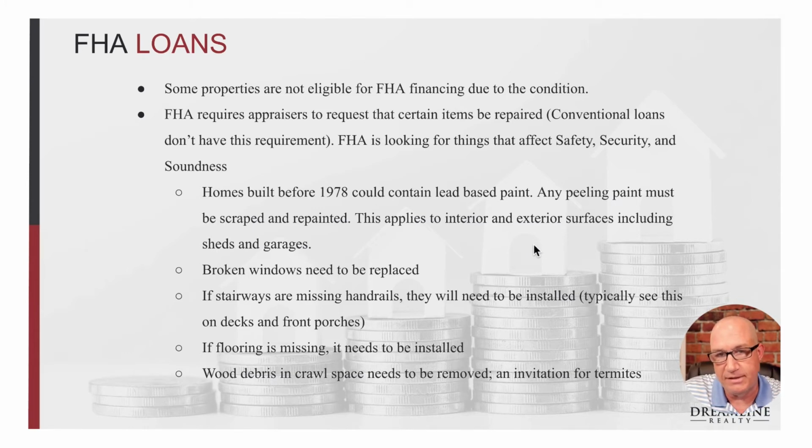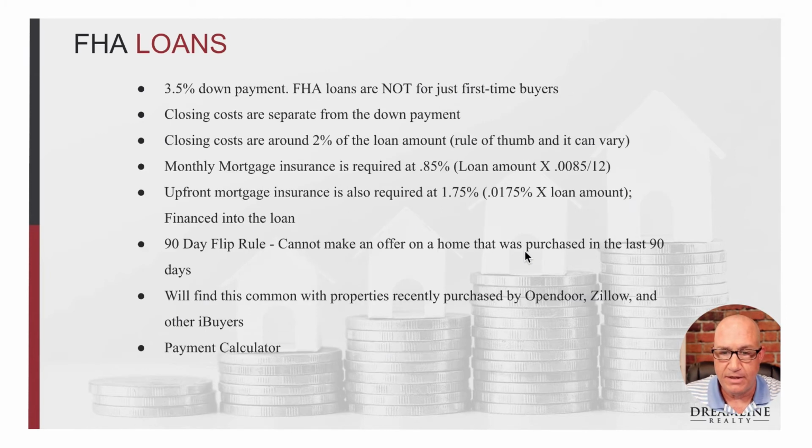And another thing that we see a lot of times is wood debris in the crawl space. Any kind of wood debris in the crawl space needs to be removed because that's a major invitation for termites. And again, that would be a soundness issue that FHA would not want, that foundation or the substructure and the floor joists to get termite activity in there because there is wood debris lying on the floor of the crawl space. So those are a few things to keep in mind of why FHA is a little bit different than a conventional loan. All right, moving on.